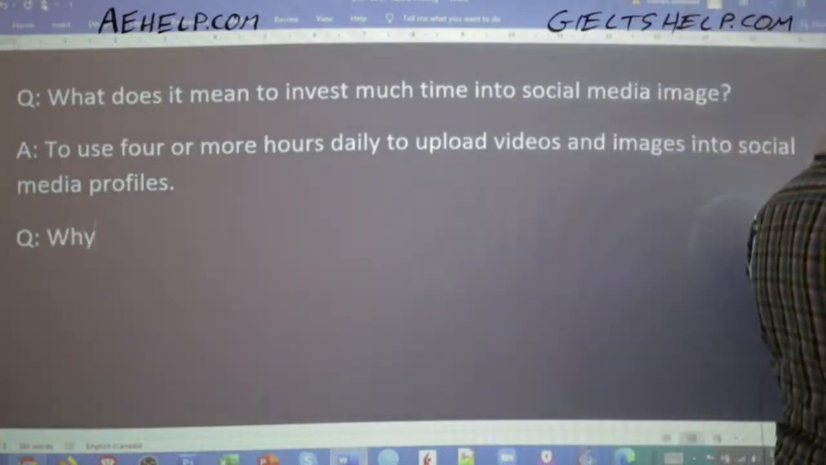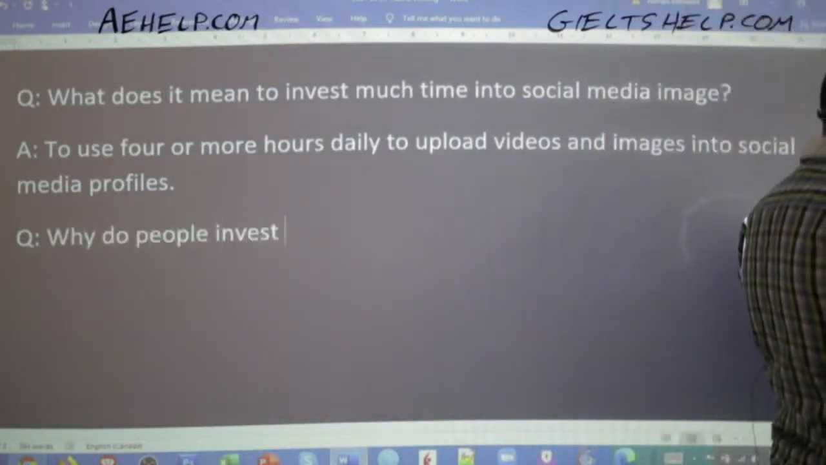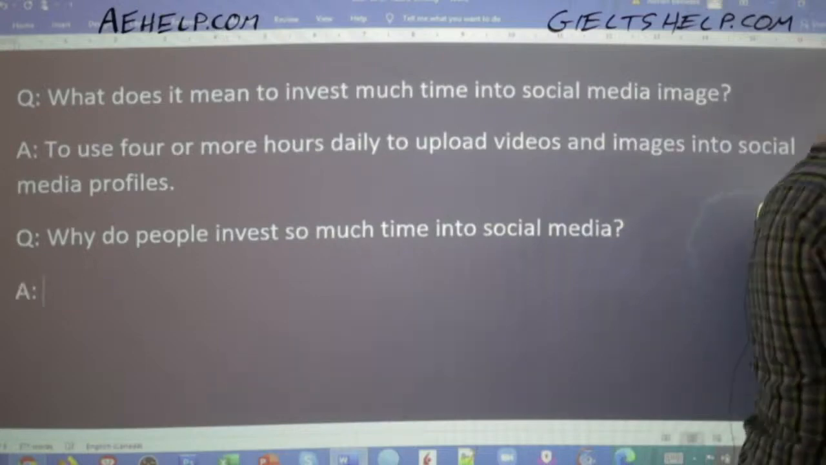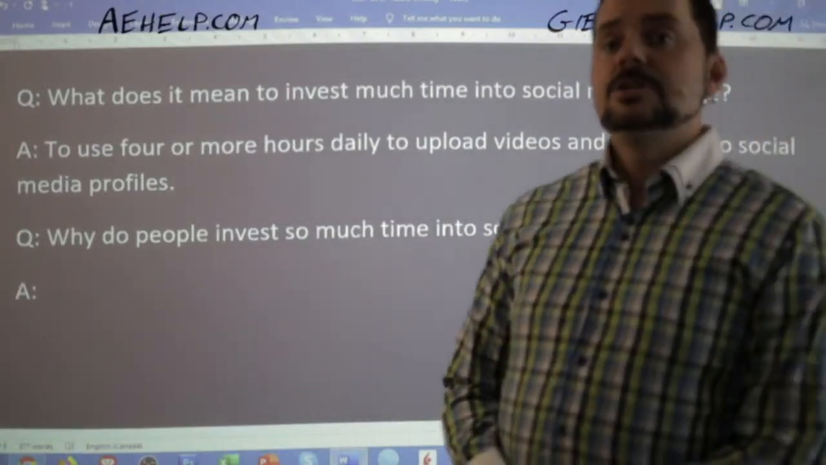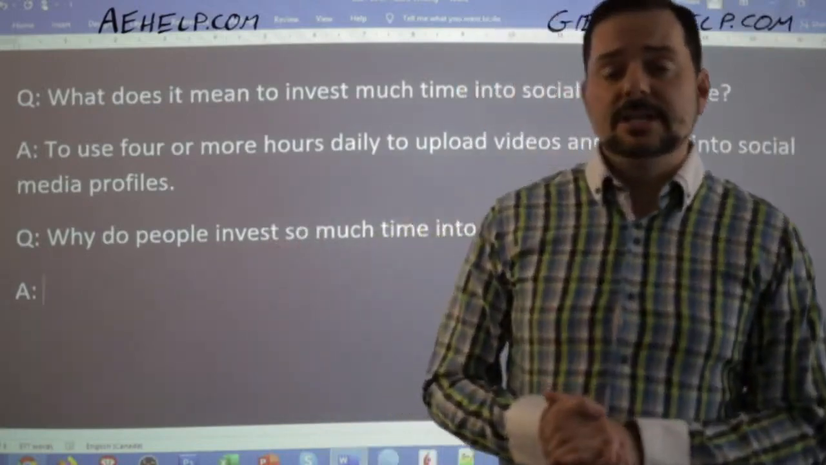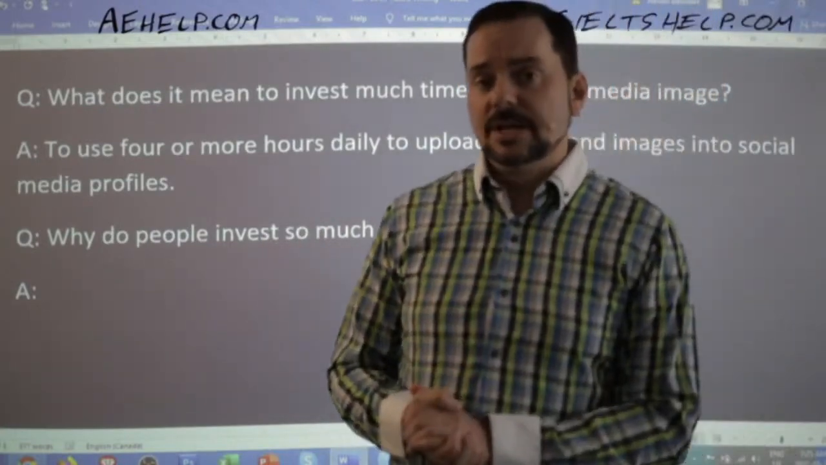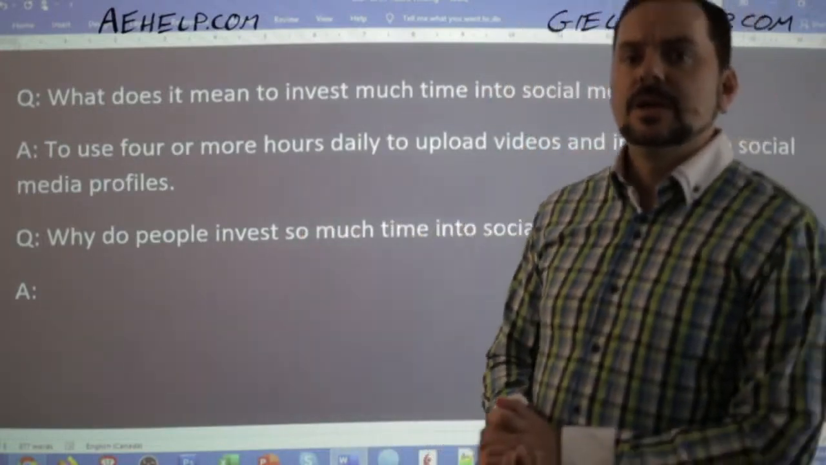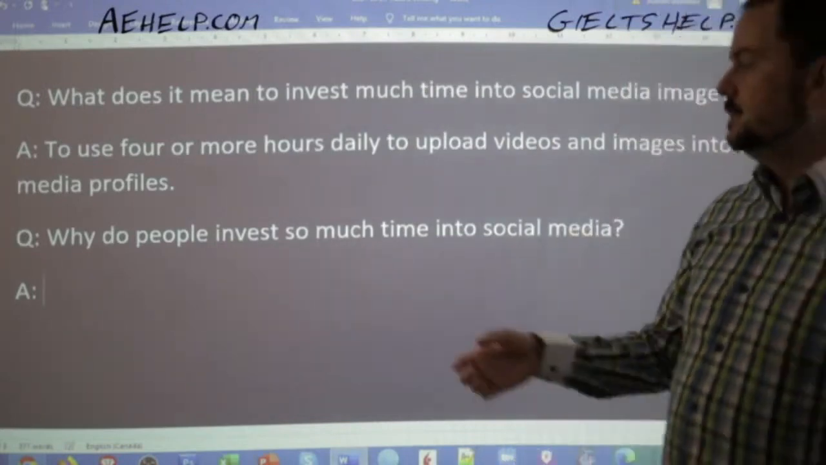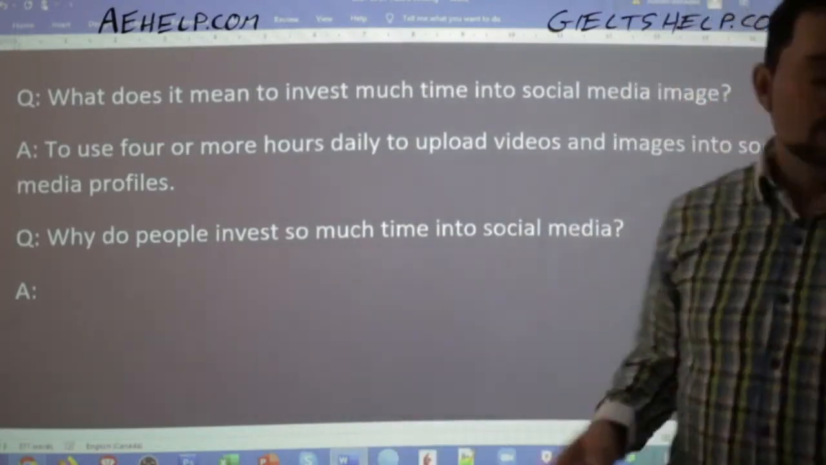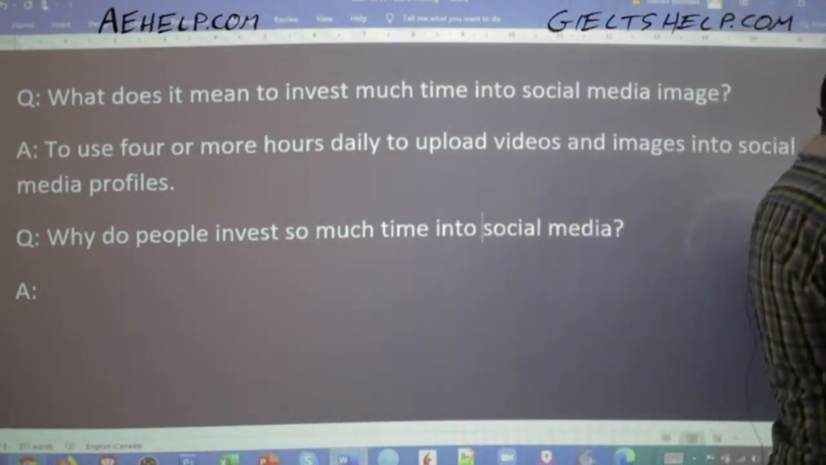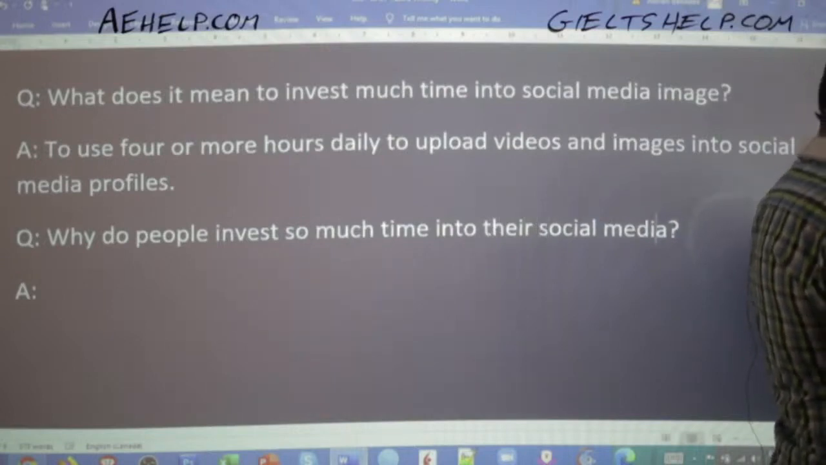So, okay, this kind of feeds into our controlling idea as well. So we're starting to explore that controlling idea of why this trend is so popular. So what's the answer to this? Okay, so why would people invest so much time into, let's be a little bit more specific, into their social media image?